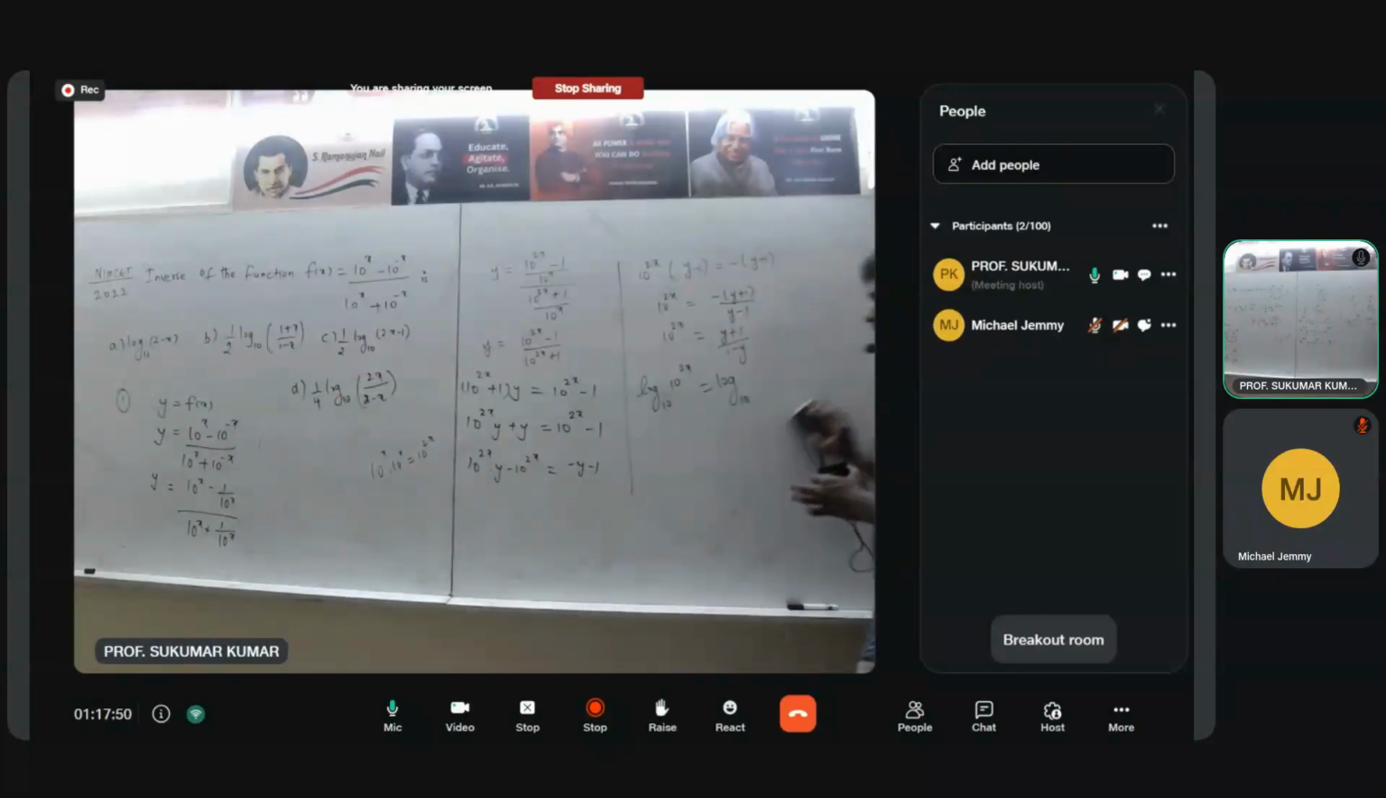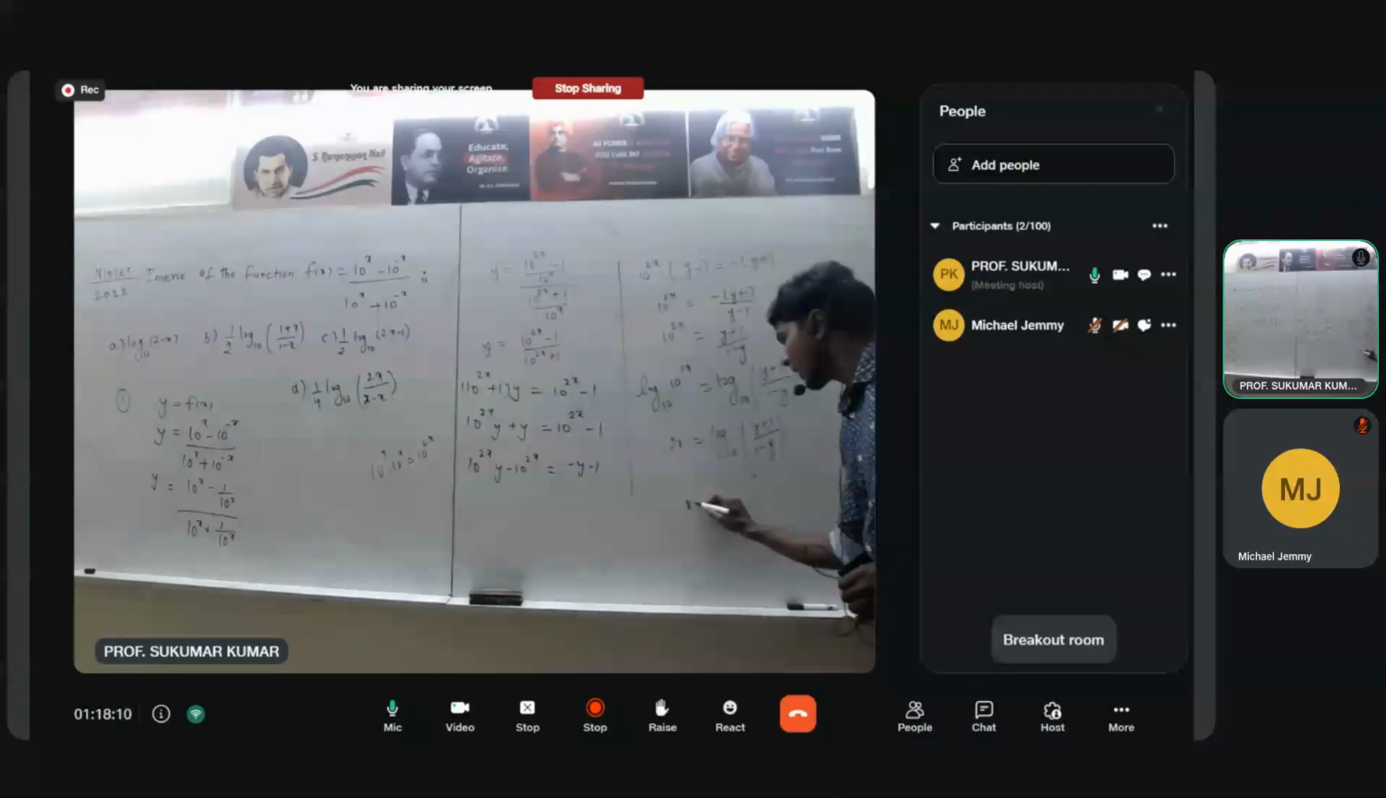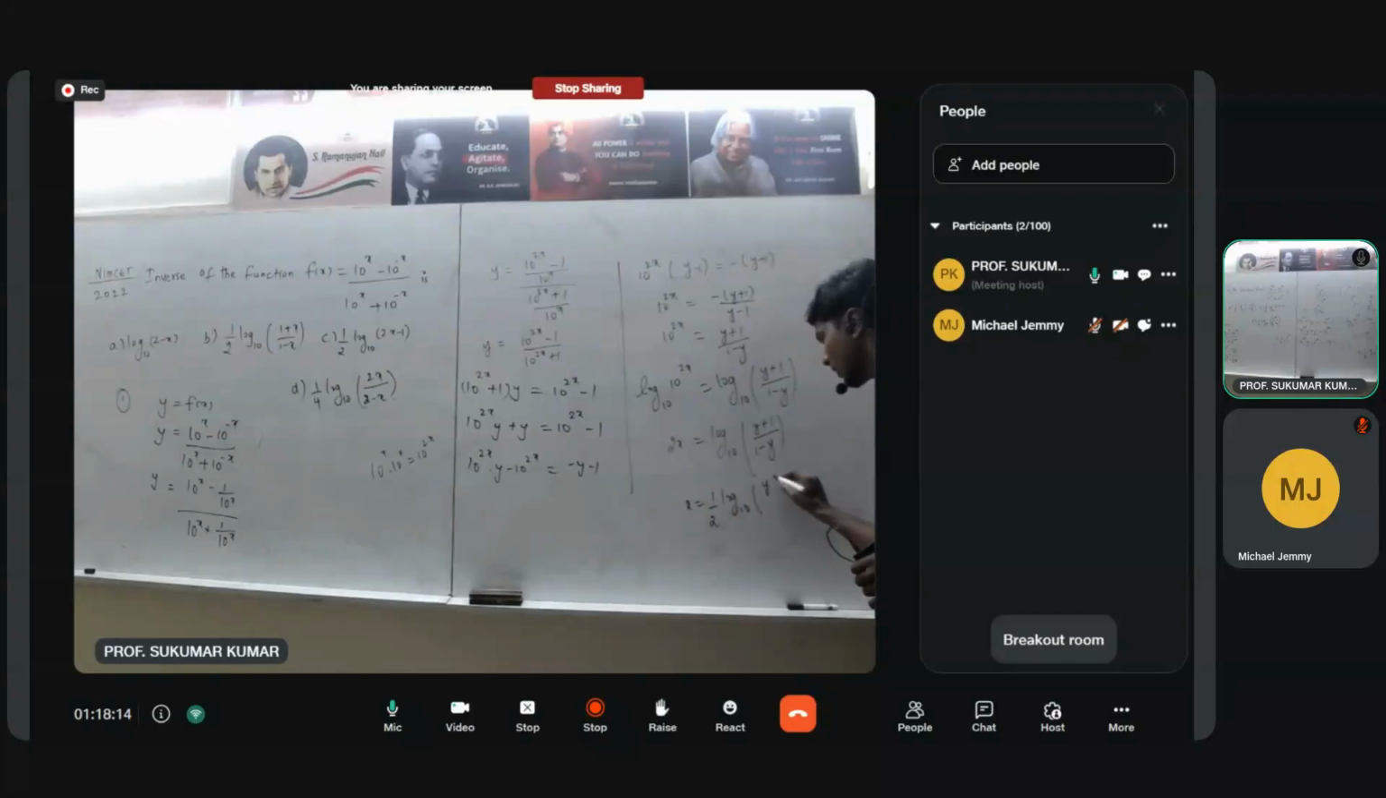For that purpose we are introducing log with base 10. Base 10 of y plus 1 divided by 1 minus y. Again, this became 2x, so log base 10 of y plus 1 divided by 1 minus y. Then x is equal to 1 by 2 times log base 10 of y plus 1 divided by 1 minus y.